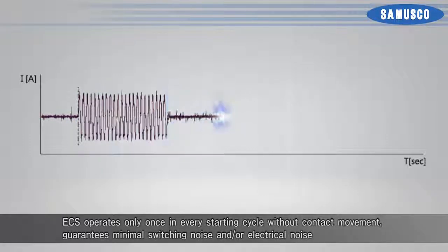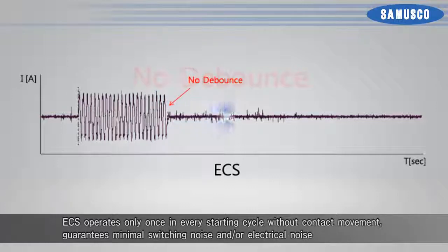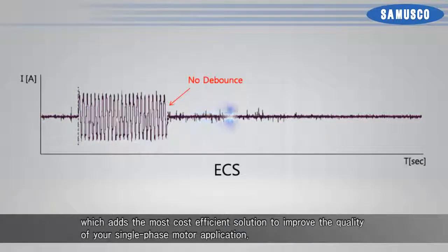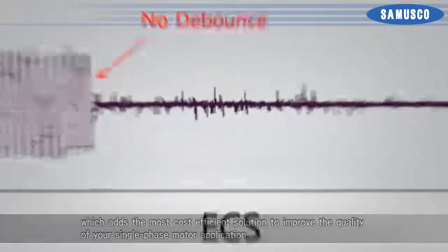ECS operates only once in every starting cycle without contact movement, guarantees minimal switching noise and/or electrical noise, which adds the most cost-efficient solution to improve the quality of your single-phase motor application.